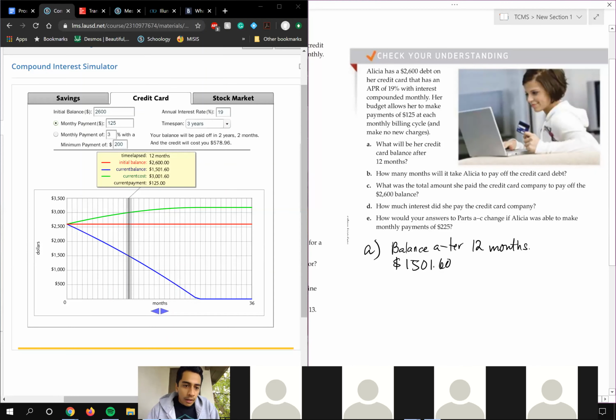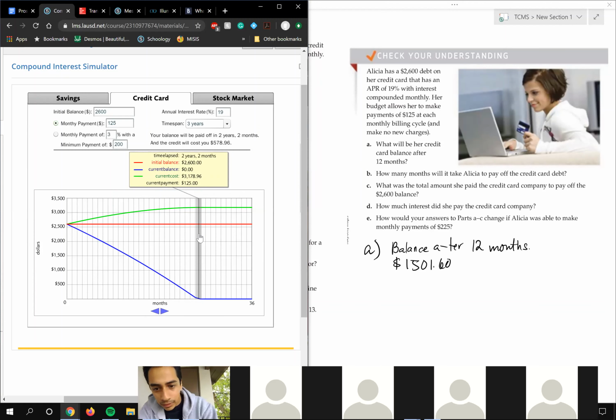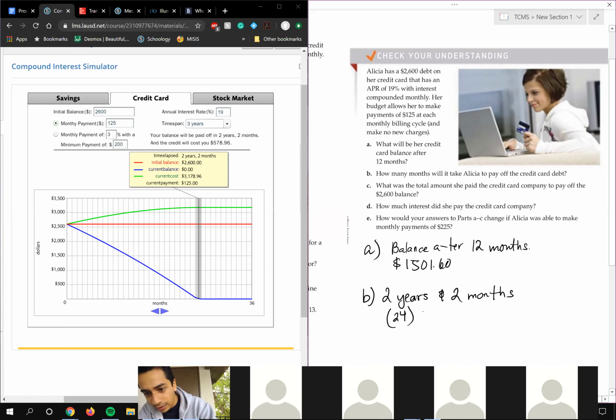Okay. How many months will it take Alicia to pay off her credit card debt? Well then we slide along until we see that the current balance has reached 0, and it seems like it's 2 years and 2 months. So for part B, two years and 2 months. Because 2 years represents 24 months, then really we're looking at 26 months worth of payments to pay off the credit card.